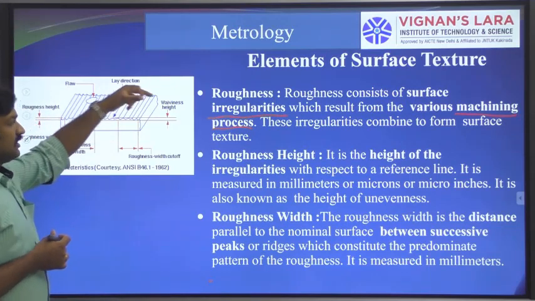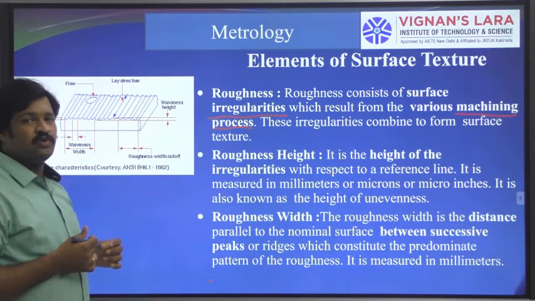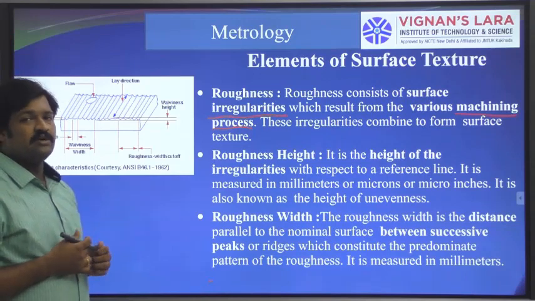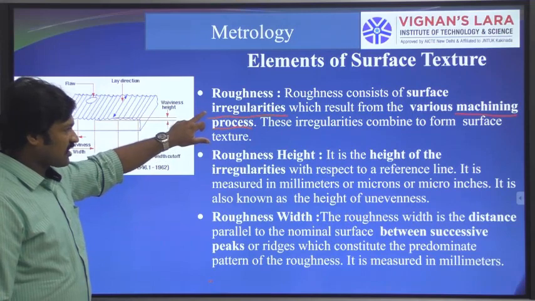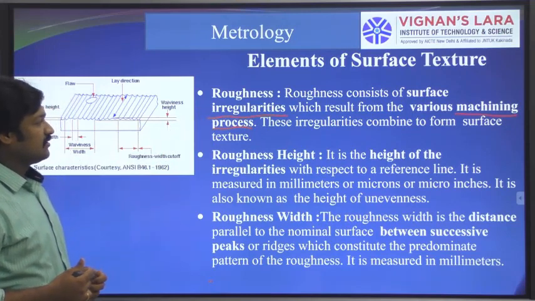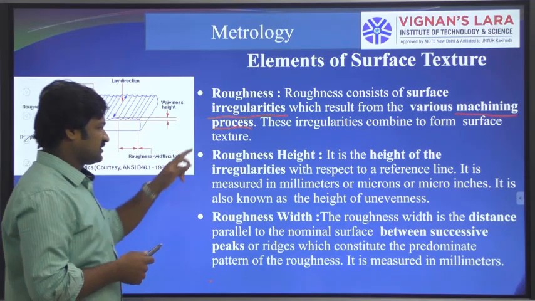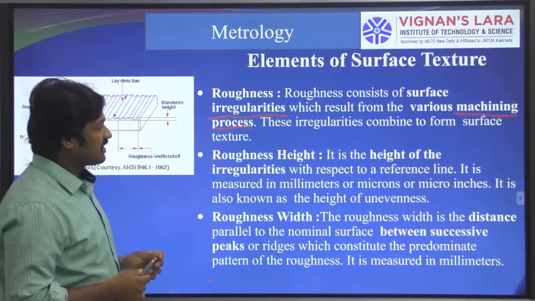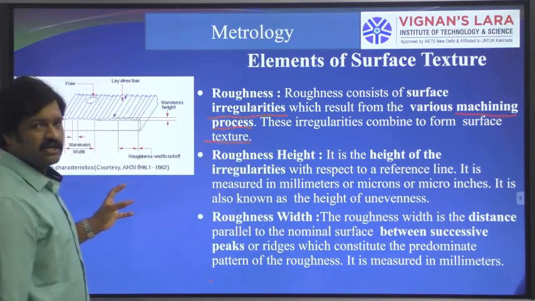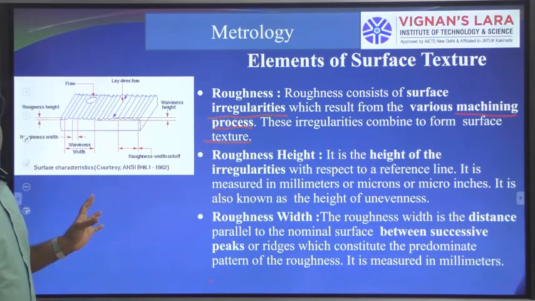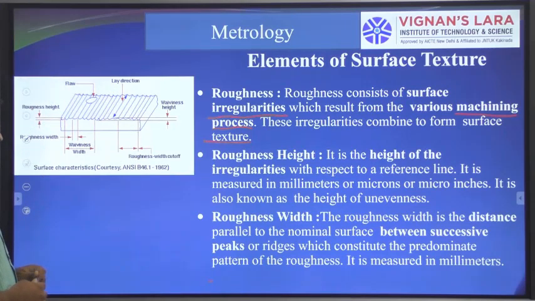So this roughness is due to the irregularities caused during the machining process. Roughness consists of surface irregularities which result from the various machining processes. These irregularities combine to form surface texture. So all the irregularities together form a surface texture.